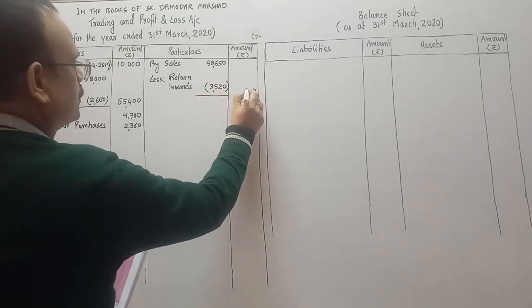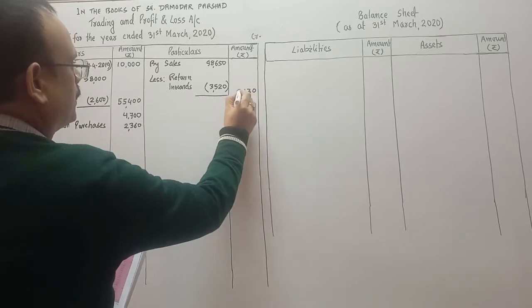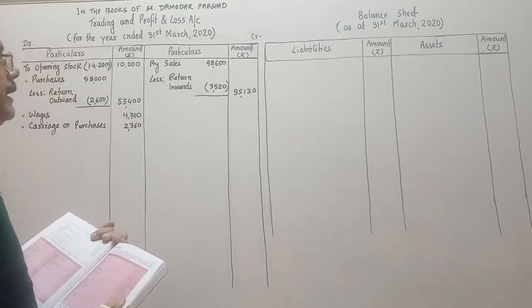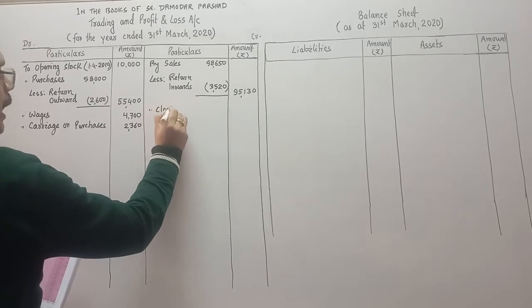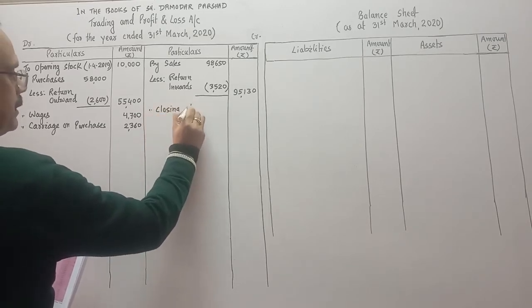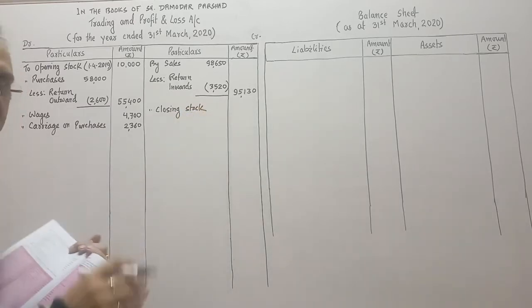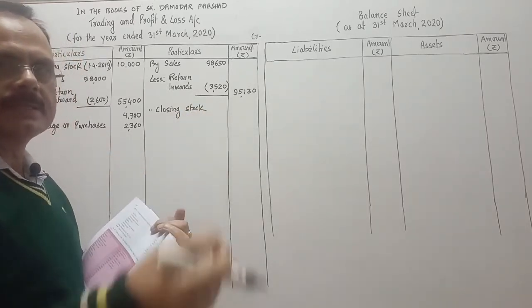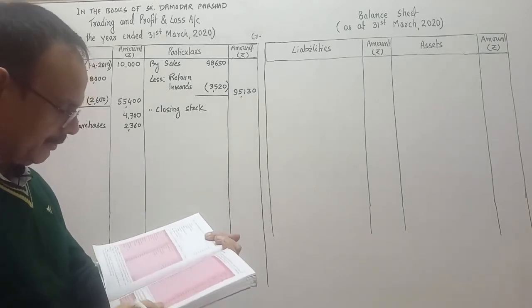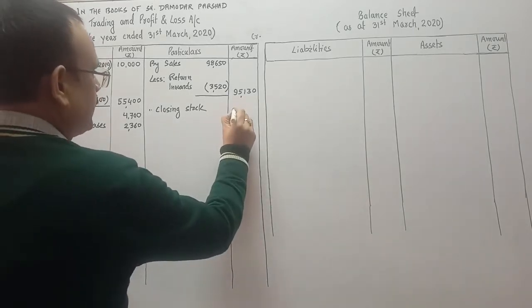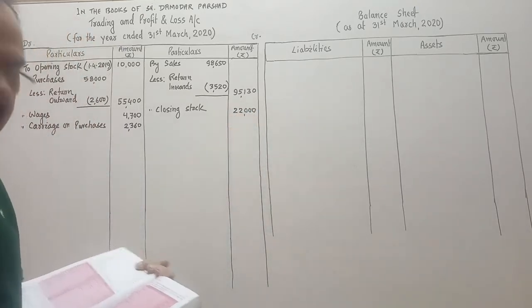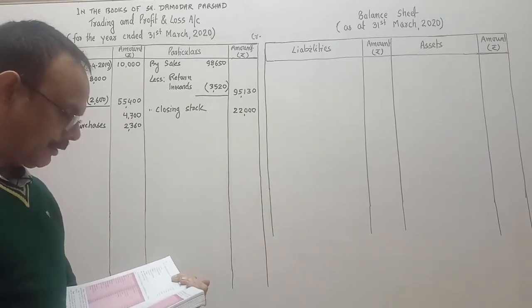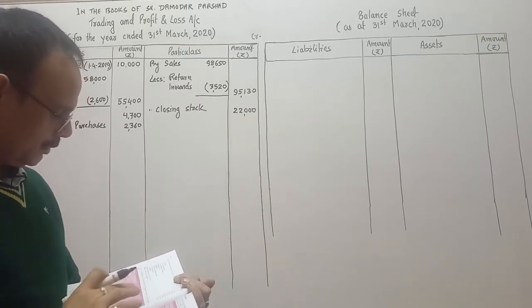So the next amount is 95,130, which is the net sales. And last, you write the closing stock, which is given outside the trial balance. At the bottom of the trial balance, the information regarding the closing stock is given: 22,000 is the stock at the end of the financial year.